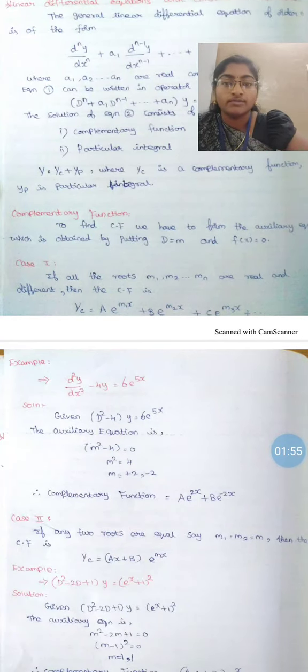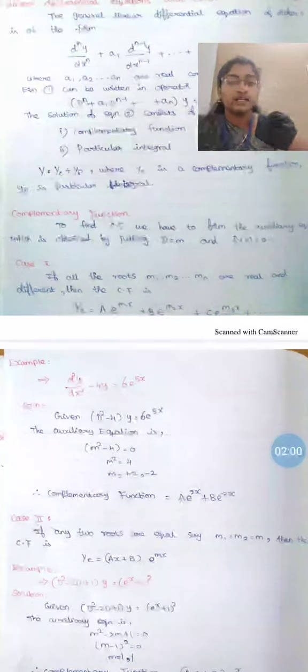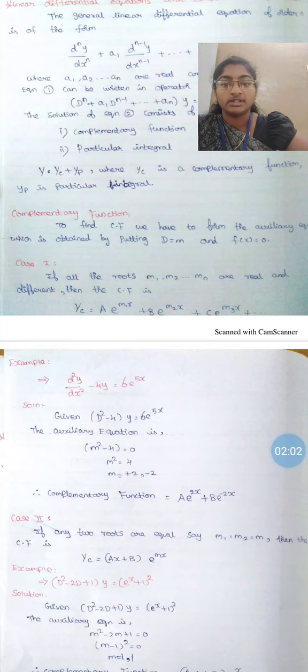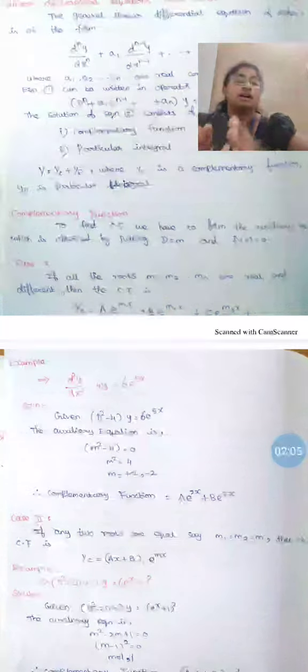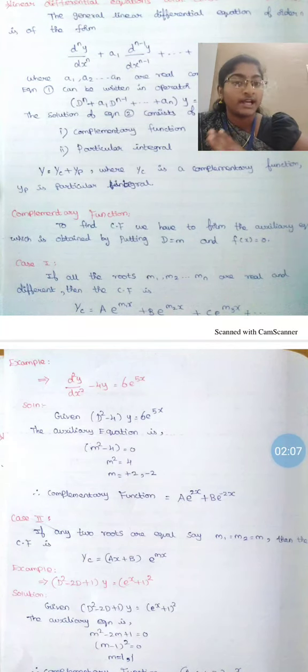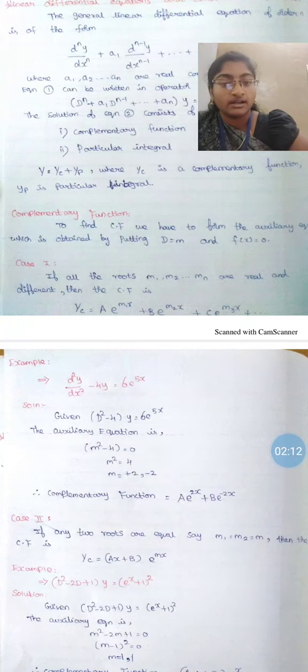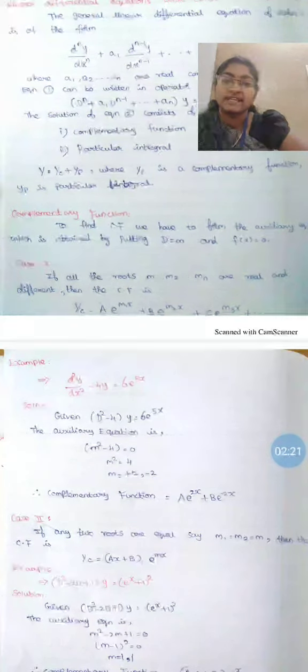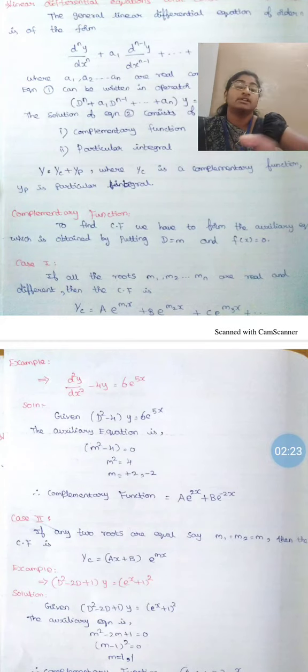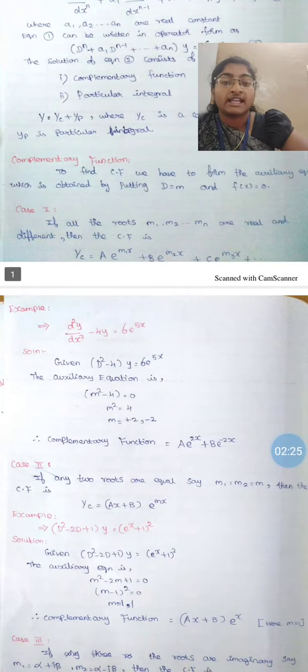Case 1: if all the roots m1, m2, ..., mn are real and different, then the complementary function is yc = a e^(m1 x) + b e^(m2 x) + c e^(m3 x) + etc. Here we are denoting the exponential form on the right hand side.